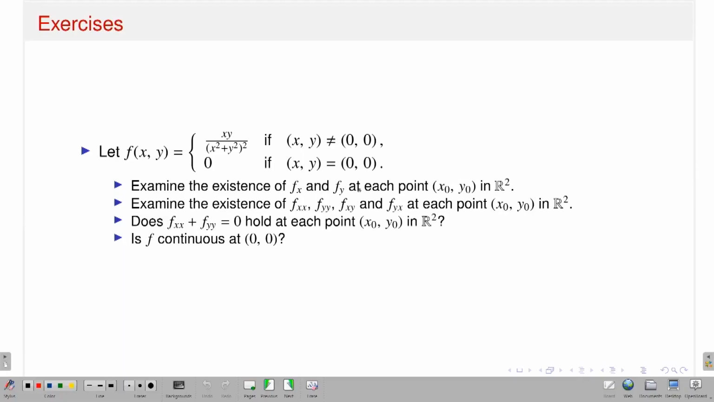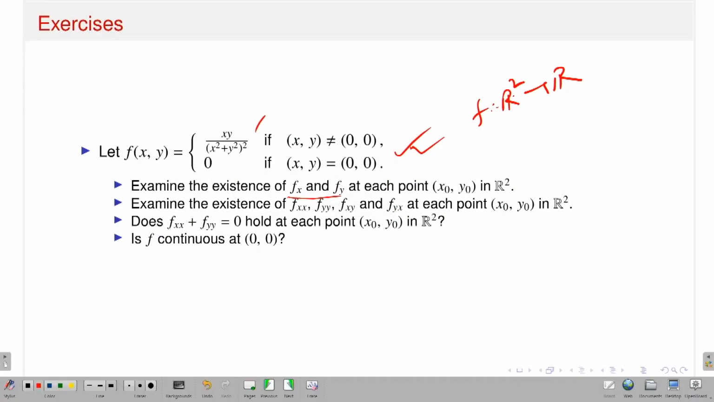So one exercise I have given to you. Again, this is a function f(x, y) equals xy divided by (x squared plus y squared) to the power, whole squared, if (x, y) is non-zero. Again, it's a map from where to where? It's a map from R2 to R, right? I want you to examine the existence of fx and fy. I keep on telling you that to talk about the partial derivatives of f with respect to x and y, at the break point (0, 0) you just use the principal definitions of the partial derivatives.